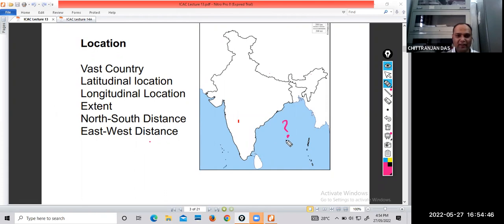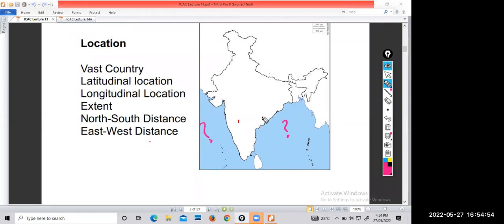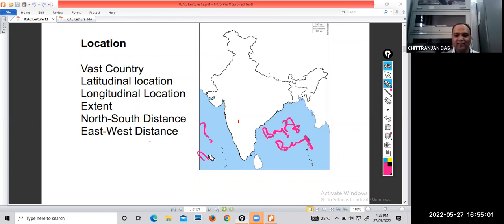Yes, who is going to tell me which part this is? Which sea is this? This is the Bay of Bengal. This is the Arabian Sea. And the Indian Ocean. The Arabian Sea and the Bay of Bengal are marginal seas of the Indian Ocean, part of the Indian Ocean only.